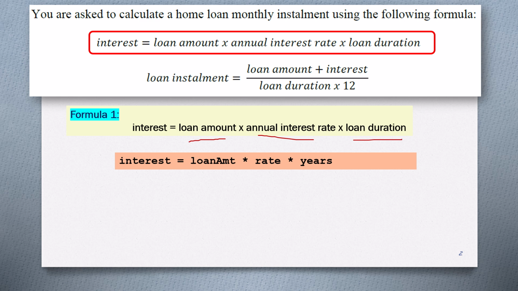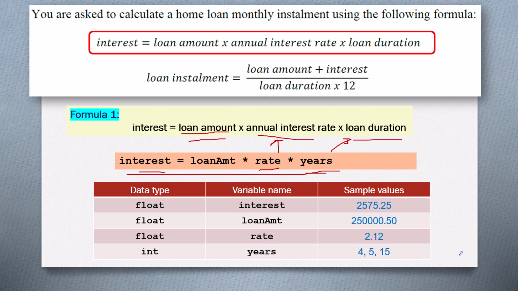You need to store the value into each corresponding variable name. So in this case, let me just use loan amount to indicate the loan amount here, the rate to indicate the annual interest rate, and years to indicate the loan duration. And then interest, let us simply use interest, right? So next, since you know that these are the variables, you have to declare the variables prior to their use. Since we already have the names, then you have to determine the data type.